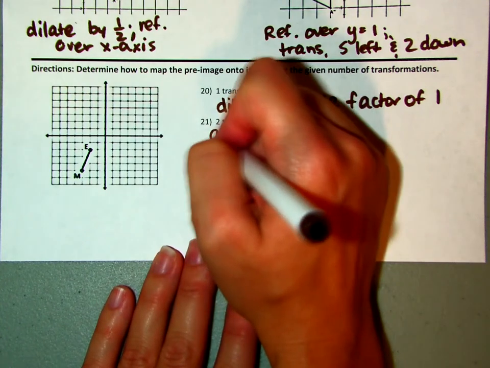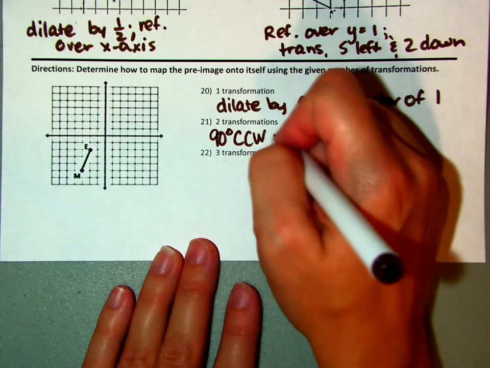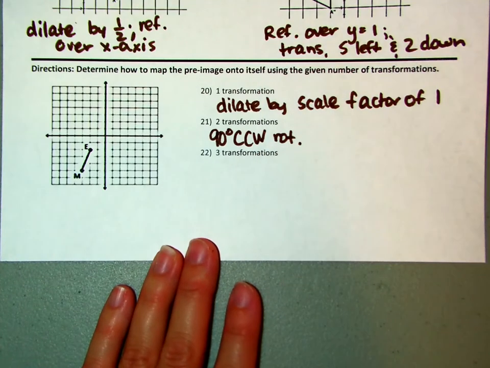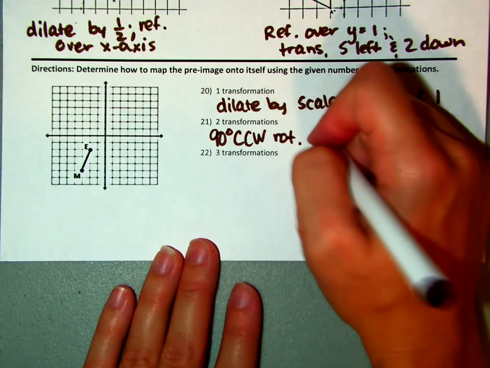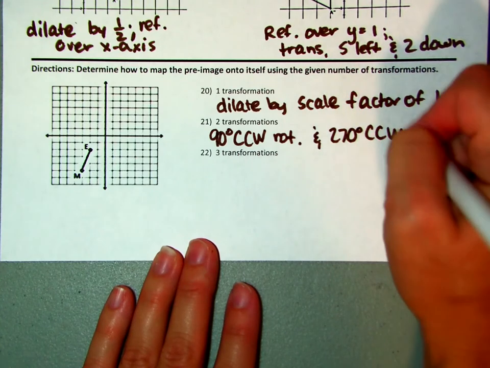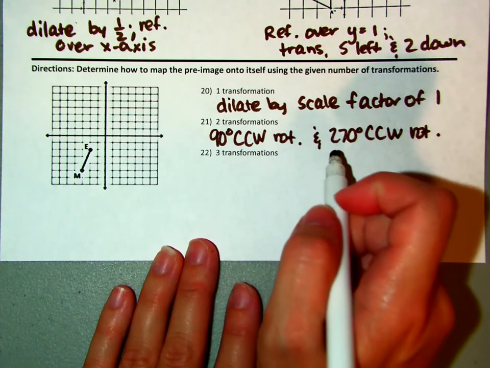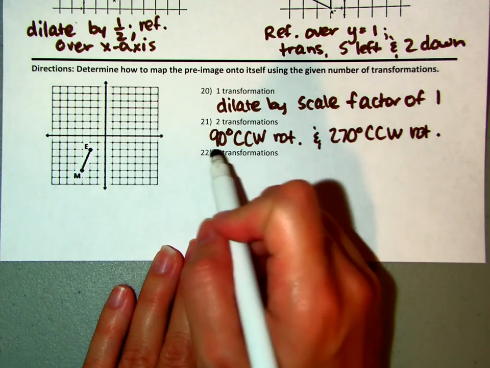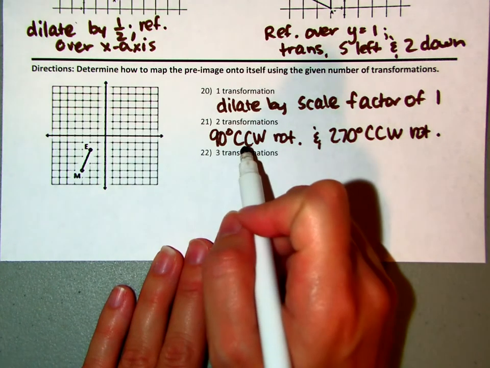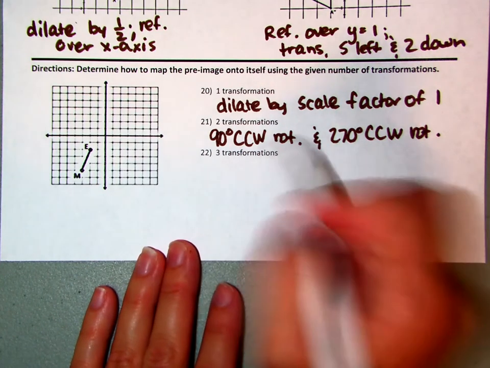If we went for a 90 degrees counterclockwise rotation, then in one more rotation, I can get it back onto itself. I could do a 270 counterclockwise rotation, because if you look, the sum total of this would be 360, which we know puts it back on itself. I also could have said 90 degrees counterclockwise and then 90 degrees clockwise. That would have just been like an inverse going backwards.